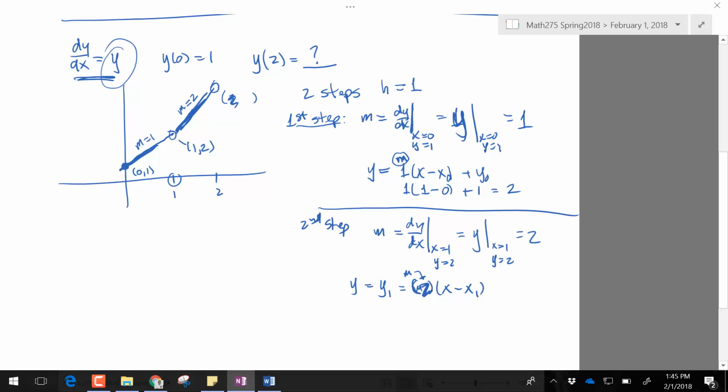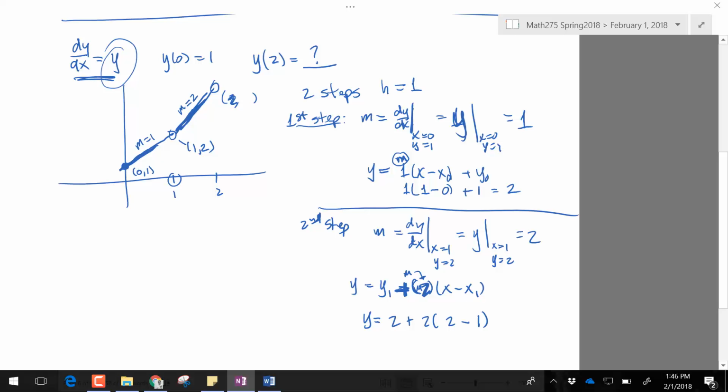I should have been using different colors here. Sorry. And then the last x where you left off at was x is equal to 1 and y is equal to 2. So y is equal to 2. Oh, this is a plus. Plus 2 times, and then the x that we're looking for is x is equal to 2, and then the x where we were at before is 1.